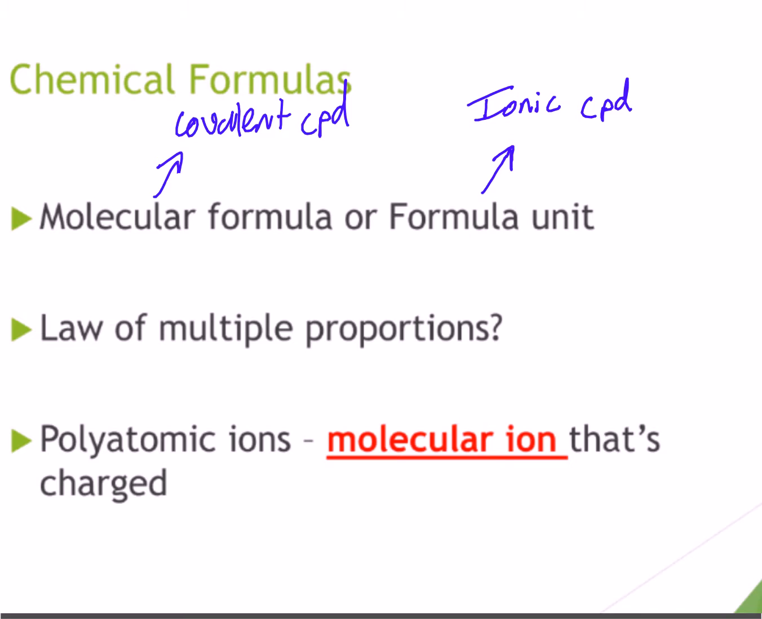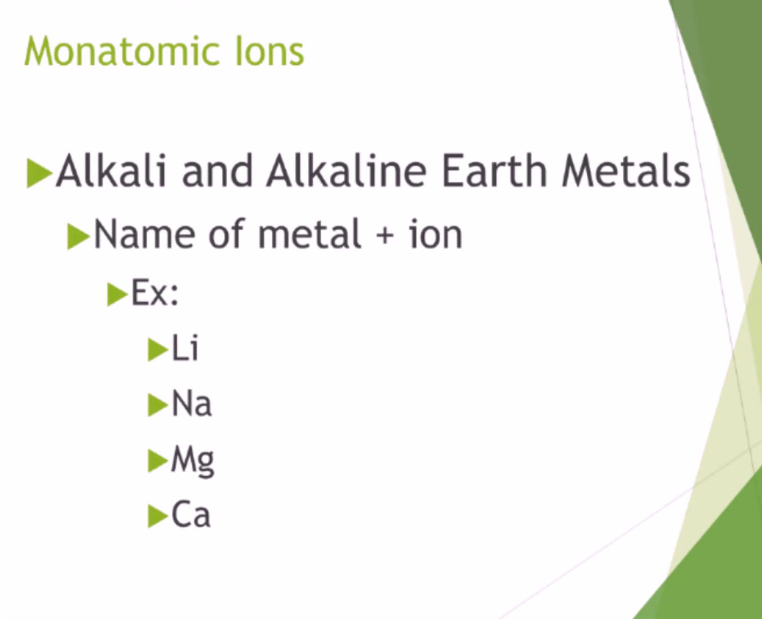What does it mean? What type of bonding is taking place with molecular ions, or in polyatomic ions? That key term, molecular. It's covalent. So it's a covalent compound that we have in our polyatomic ions, and it's charged.